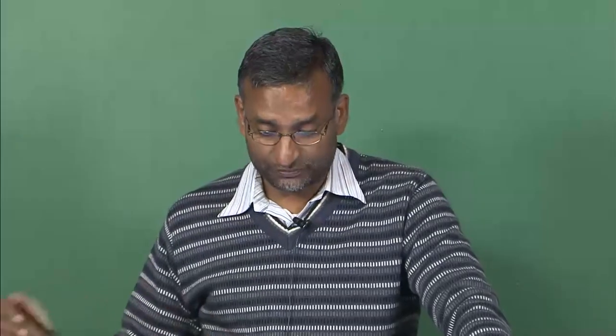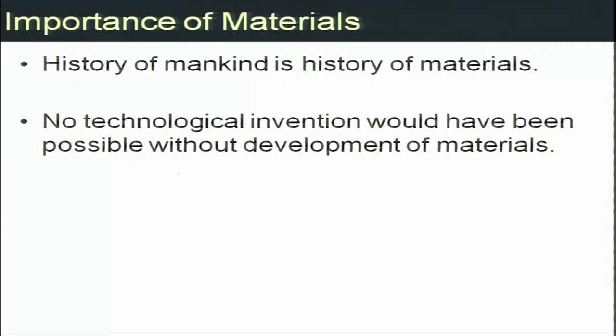So let's see why. All of us know that materials are very important. Our civilizations are named after materials. And in the development of humankind, materials have played a very important role. And that is why we have ages like Bronze Age, Stone Age, Iron Age, and so on and so forth. And currently we have Silicon Age or Electronics Age. So as we know, materials are very important.